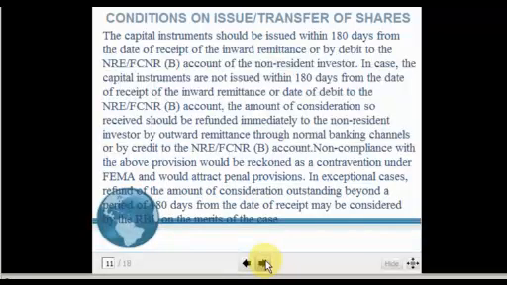Here we have to specifically understand one point: it has to be sent out through outward remittance. There should not be any adjustments through book accounts, or by credit to NRE or FCNR(B) account. Non-compliance with the above provision should be reckoned as a contravention under FEMA and would attract penal provisions. In exceptional cases, refund of the amount of consideration outstanding beyond a period of 180 days from the date of receipt may be considered by the RBI on the merits of the case.